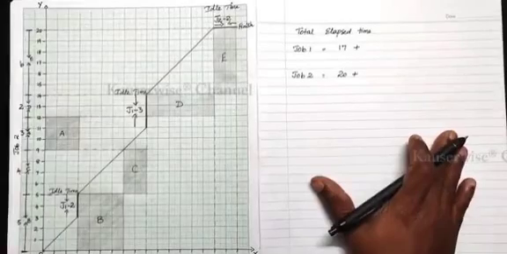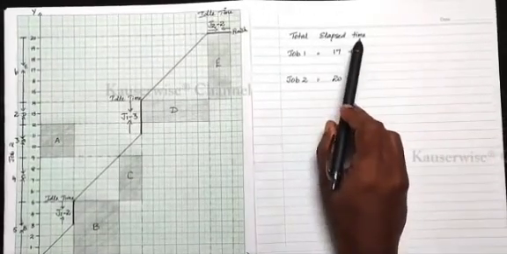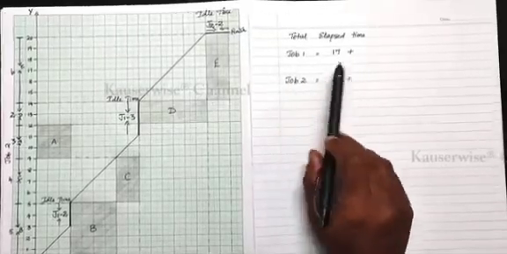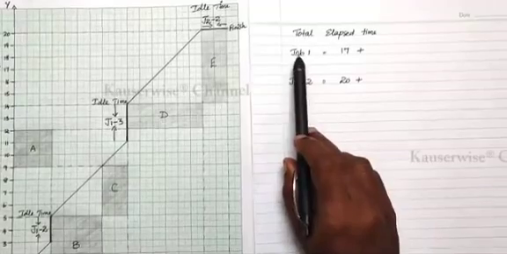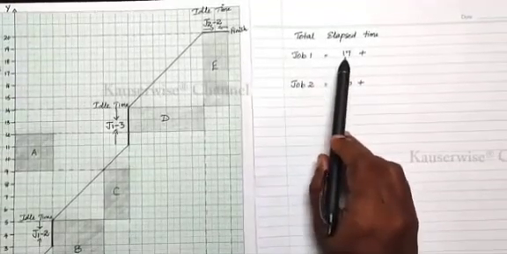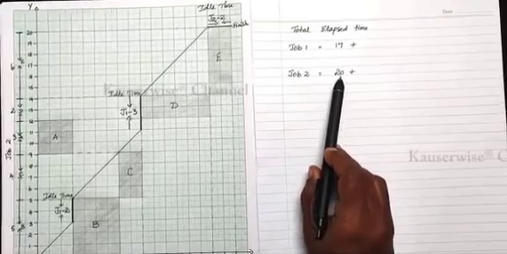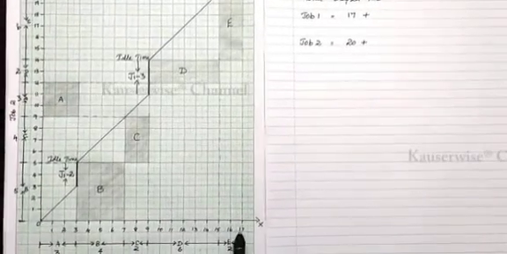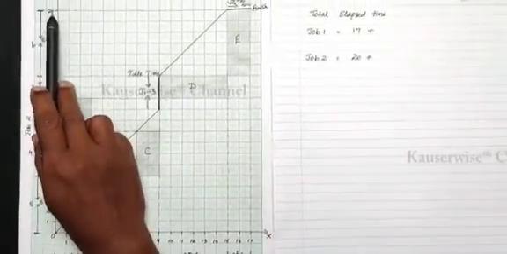Let's see the calculation of total elapsed time. Total elapsed time means actual finishing time of job 1 and job 2 plus idle time of job 1 and job 2. See, job 1, the actual finishing time is 17. Job 2, actual finishing time is 20. See the graph: for job 1, actual finishing time 17; for job 2, the actual finishing time is 20.